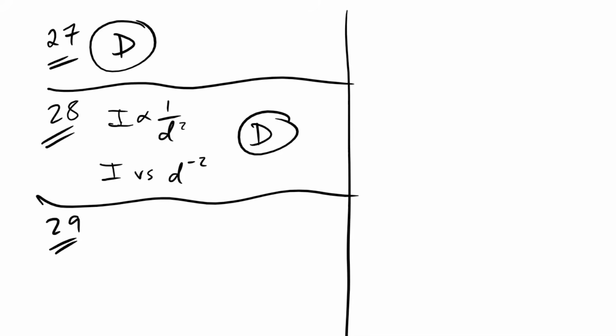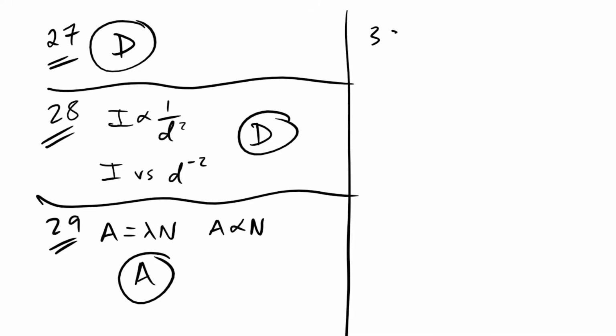29, number of parent nuclei in a sample is blah, blah. The rate of decay. We know the rate of decay is the same thing as activity. So therefore, we can say that activity is equal to lambda N. We know that, forget about the minus. So rate of decay is proportional to N. We know that. So the answer has to be A.